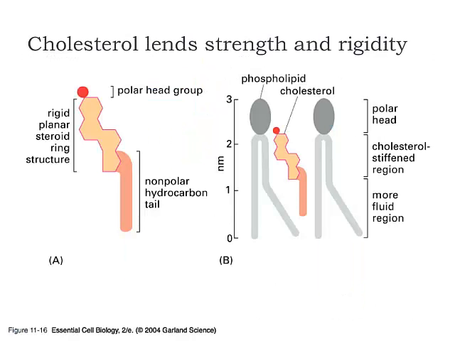So cholesterol lends not just rigidity, but strength to the plasma membrane. And as I mentioned, you can see here, it kind of fills in those gaps that occur between the phosphatidylcholine components of the membrane because of their hydrocarbon tail that's unsaturated.